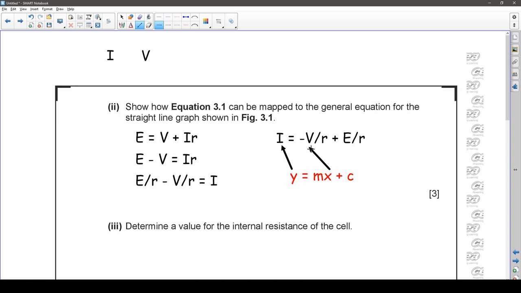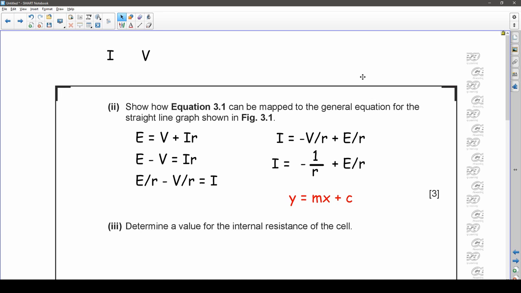X is V. We've had that already. So m is minus 1 over r. Now we're going to need to write that out a little bit more clearly, because an examiner may not be able to follow that. Okay, so I is minus 1 over r times V. That looks a little bit better. Plus E over r.